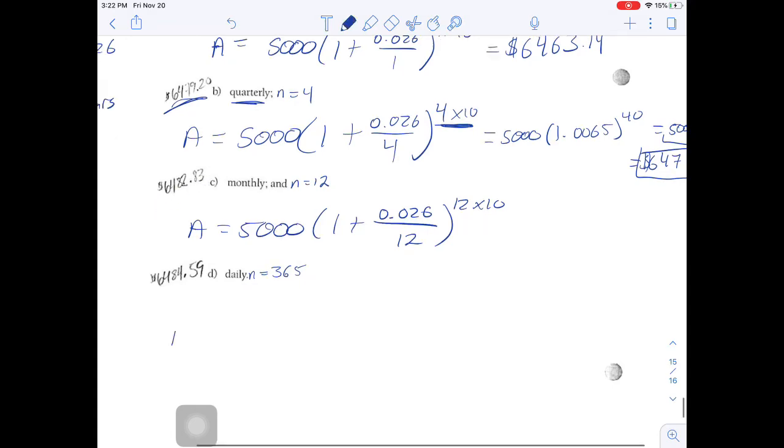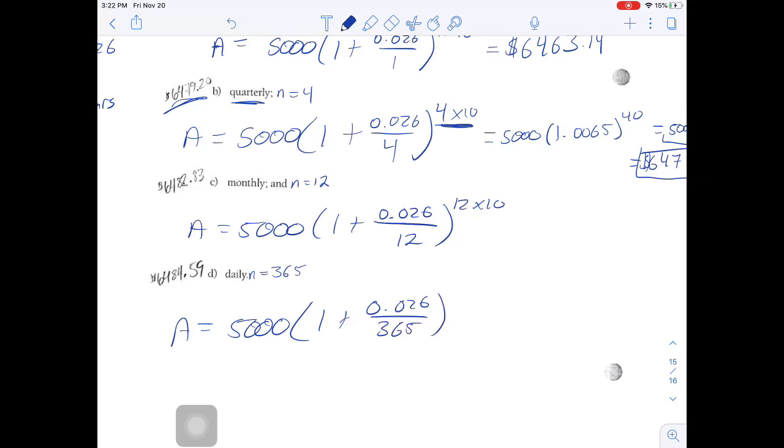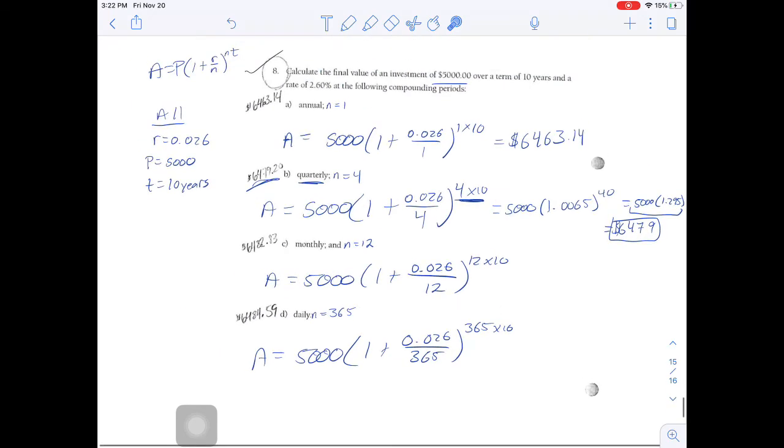Okay, and the same thing here. A equals 5,000, 1 plus 0.026 divided by 365. In this case, it's 365 times 10. This one would be tricky to plug in your calculator, so make sure you practice. Try and get these solutions here.